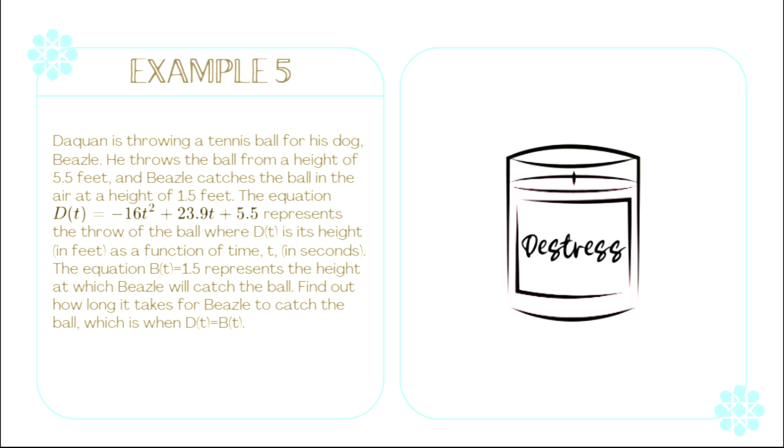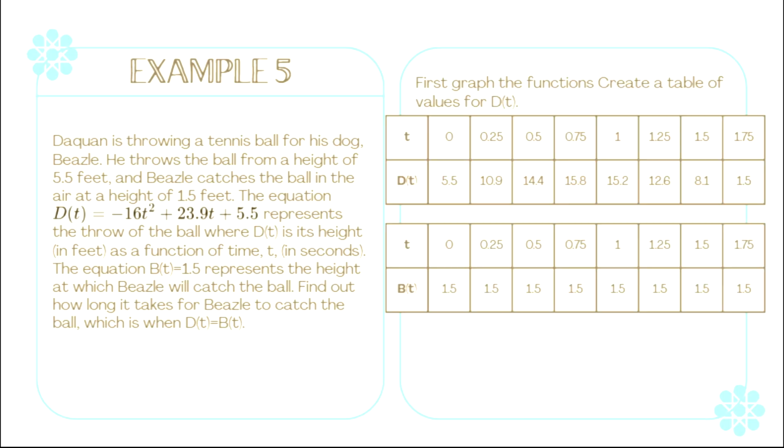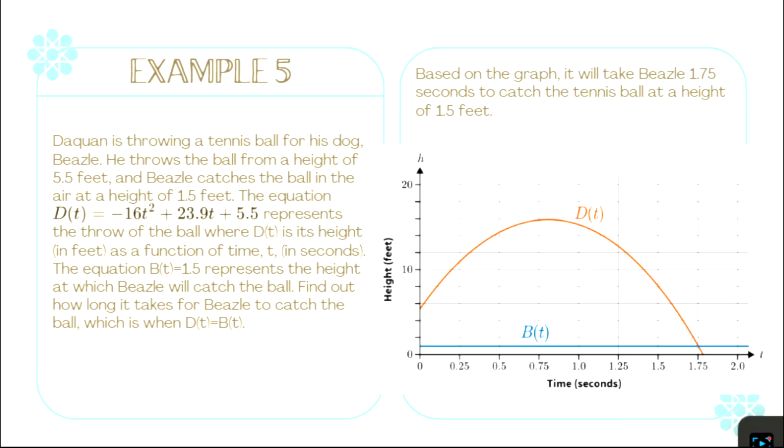The equation d of t is equal to negative 16t squared plus 23.9t plus 5.5 represents the throw of the ball, where d of t is its height in feet as a function of time, t in seconds. The equation b of t equals 1.5 represents the height at which Beazle will catch the ball. Find out how long it takes for Beazle to catch the ball when d of t is equal to b of t. So here they made a table, which is pointless and stupid because you can just graph these two functions. And if you look here, you can see they intersect right here at 1.75 seconds and 1.5 feet, because it told us it was 1.5 feet.